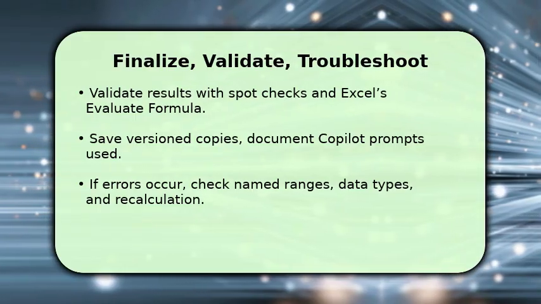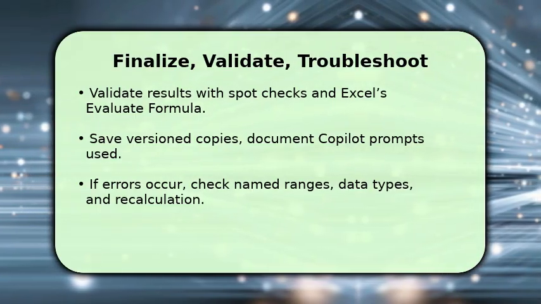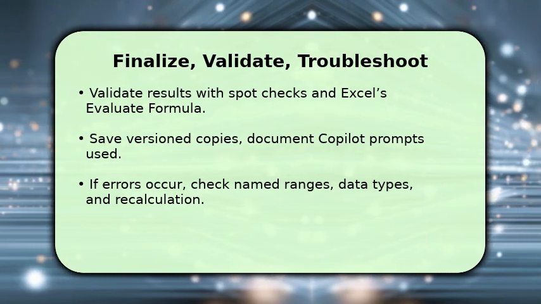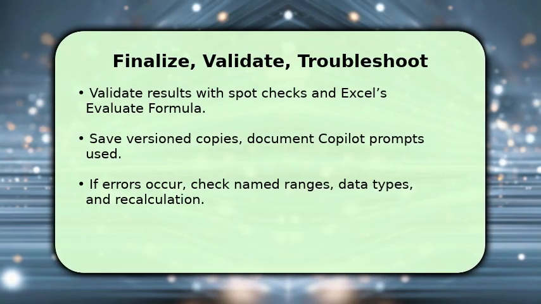If something goes wrong, first check data types and named ranges, then ask Copilot to explain the formula step by step. This often reveals a misaligned reference or missing header.